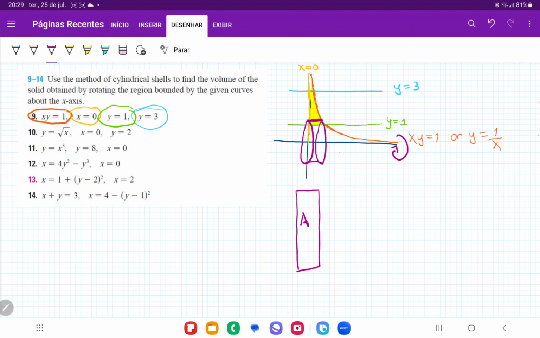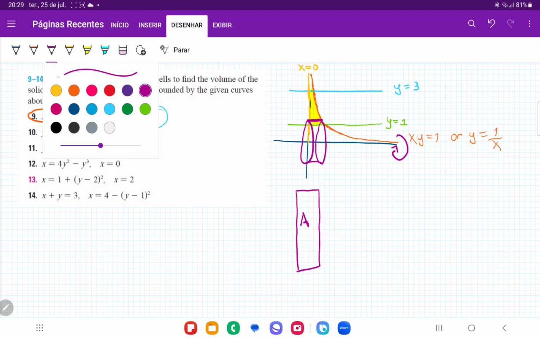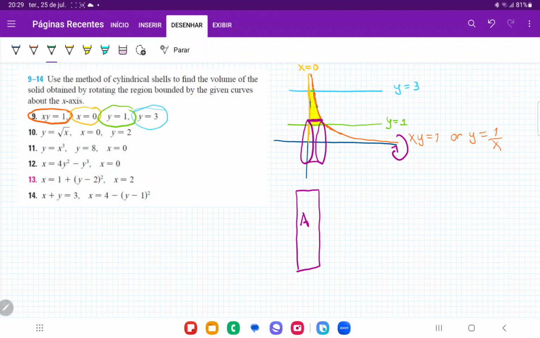Maybe I'm going to draw this in a different color. As we move upwards, we're going to have different cylinders. They're going to go something like this. So there are a bunch of cylinders that get wrapped around this curve, and that is going to give us a volume.